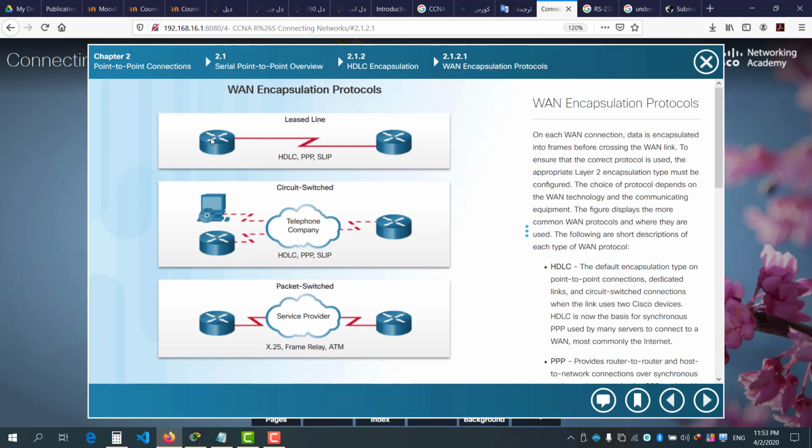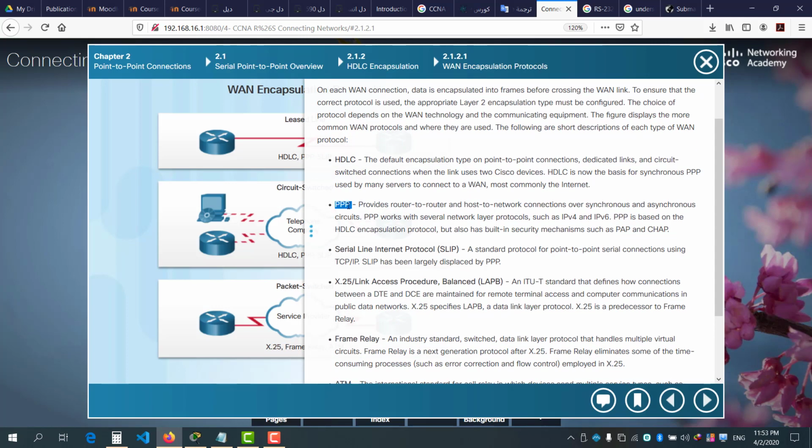If they were different, one Cisco and this is a non-Cisco router, then they will use PPP, which is called Point-to-Point Protocol.